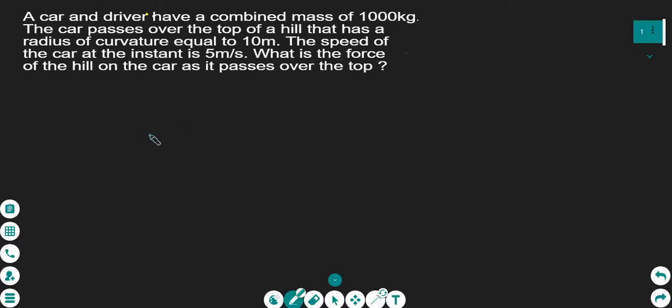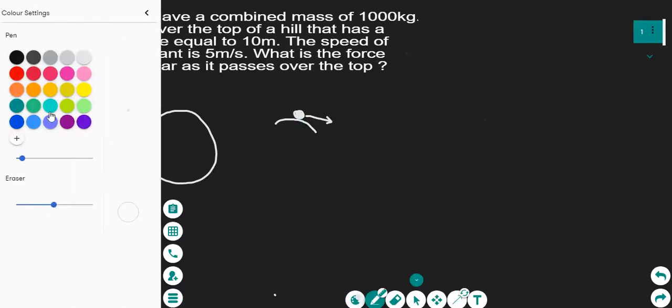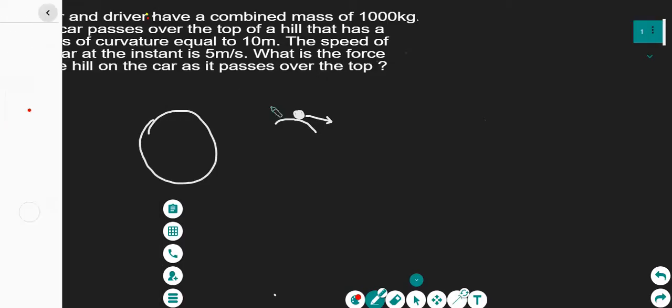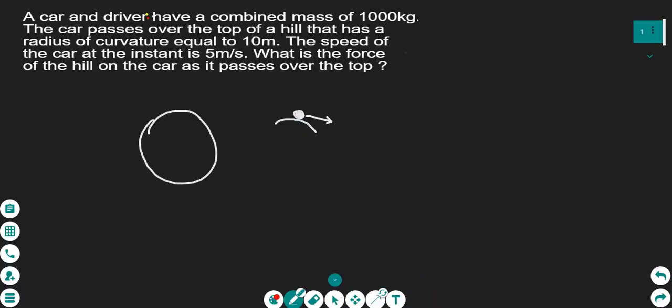So if an object is moving in a circle or a circular track, it could be just part of a circle. Then let's say that this is the circular track, this is the particle or the object, it moves like that. Then there's a force acting towards the center of this circular track. So for example, in this case there's a force acting towards the center of the circular track. As a result, there's an acceleration in that same direction.